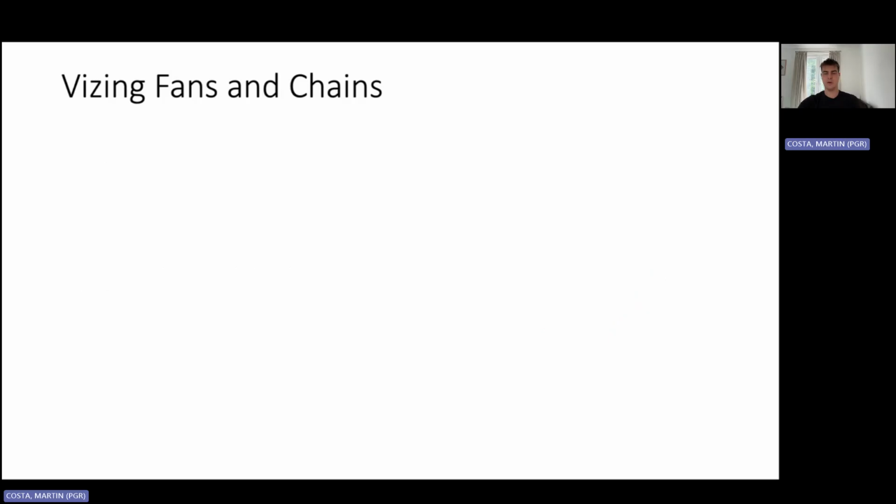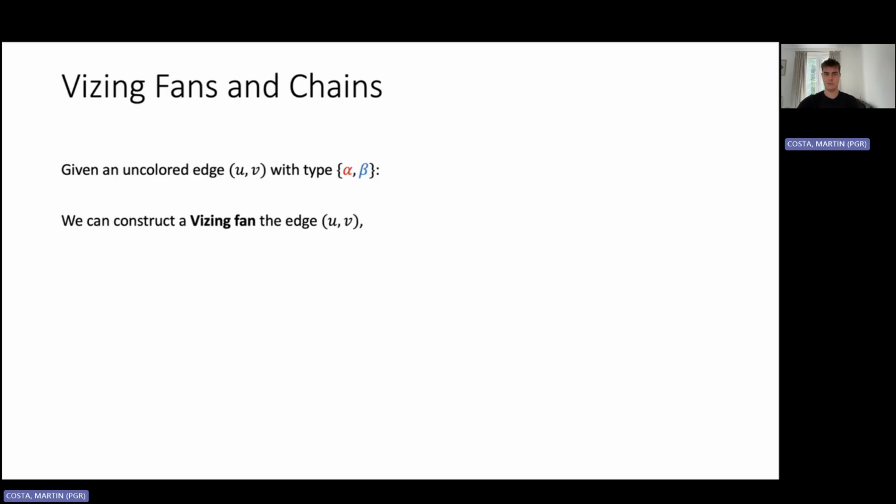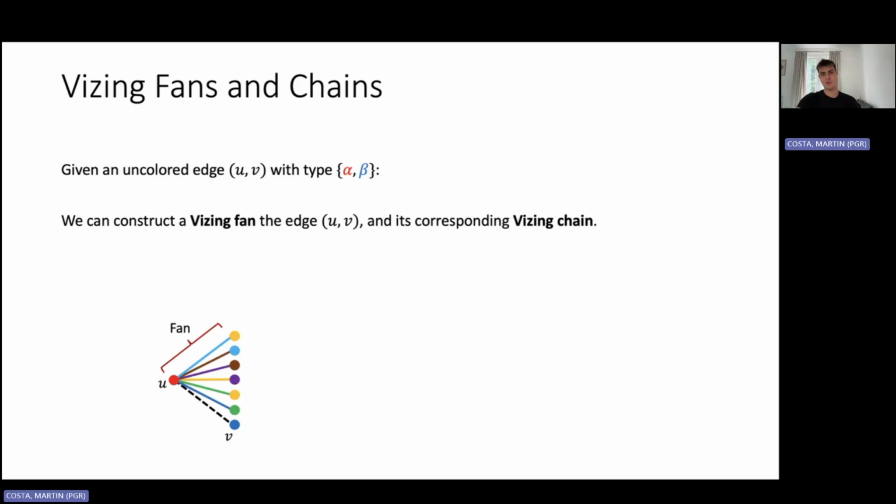So Vizing showed how to do this, and he did this by introducing a machinery which is now referred to as Vizing fans and Vizing chains. So given some uncolored edge UV of type alpha beta, we can construct a Vizing fan at this edge UV. And a Vizing fan, it won't matter too much for the purposes of this talk, but basically it's this edge UV, and then a bunch of edges incident on U and a bunch of specific missing colors at the endpoints of this edge. Okay, and this thing is what we call a fan. And then we also have a Vizing chain corresponding to this fan, which is just an alternating path starting at U and going through one of the edges within this Vizing fan.